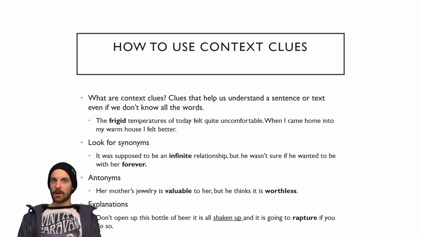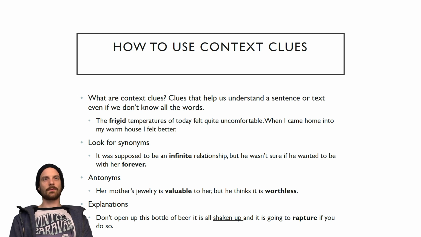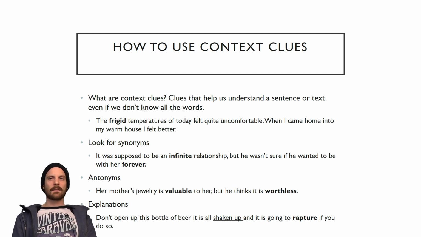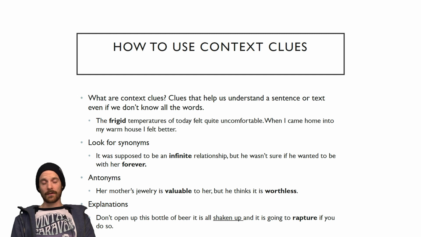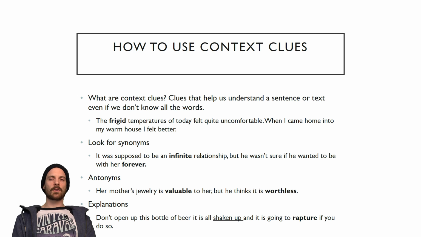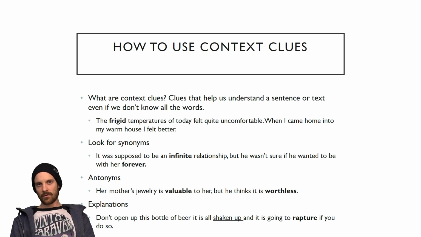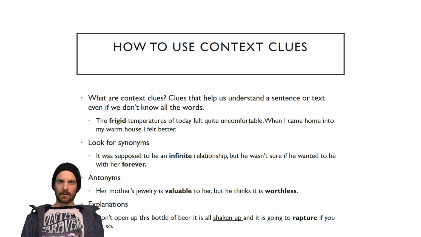And now we're gonna talk about context clues. So what are context clues? Basically, context clues are clues that help you to understand a sentence or a text even if you don't know all the words. I think that's one of the most common issues that students have. You haven't learned your vocabulary, you should, and suddenly you don't know what the article or the paragraph or the sentence is about. One thing that can help you, although it doesn't mean that you don't have to know vocabulary, of course, is context clues.